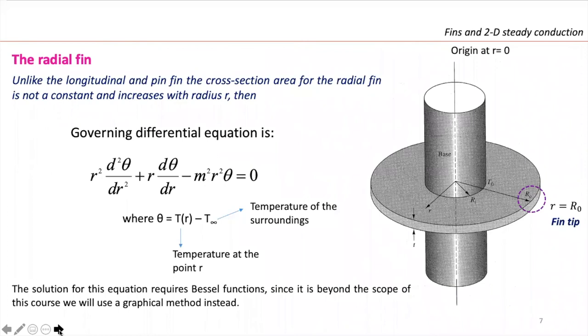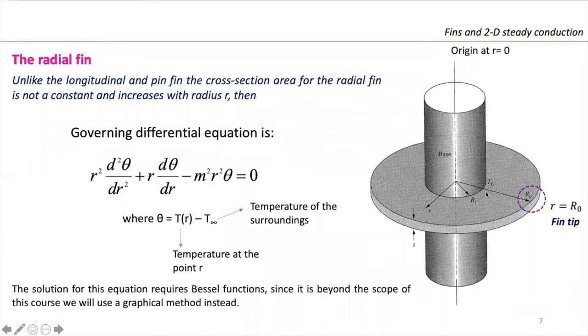Let's look at the third type of the fins, and that is the radial fin for this course. So the radial fin, as you can see, unlike the longitudinal and the pin fin, the cross-section for the radial fin is not constant and increases with radius, right? So if you can see, we are evaluating these. This rod is our base, right? And this disc is our radial fin.